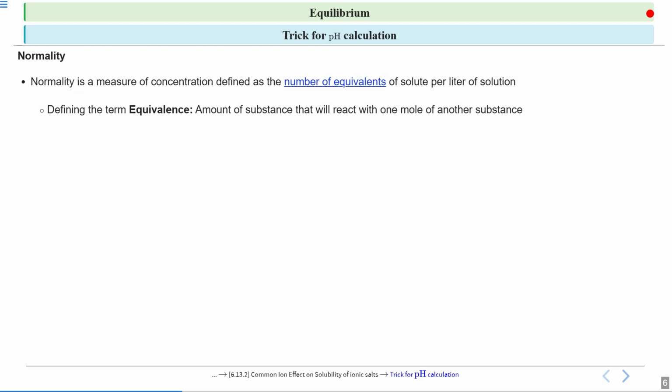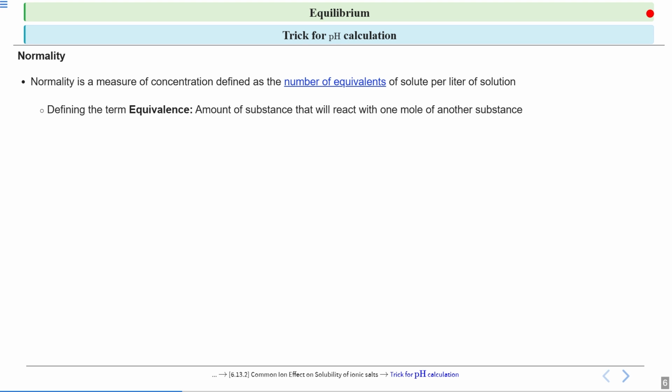Suppose you are doing a reaction, then you will have two molecules which will be reacting in most of the cases. I am not talking about the dissociation reaction, but in most reactions you will see that two species are reacting with each other. Now, if you are considering one of the species and you are trying to calculate the amount of that species which will be required to react with 1 mole of the other species, that amount is called the equivalence.